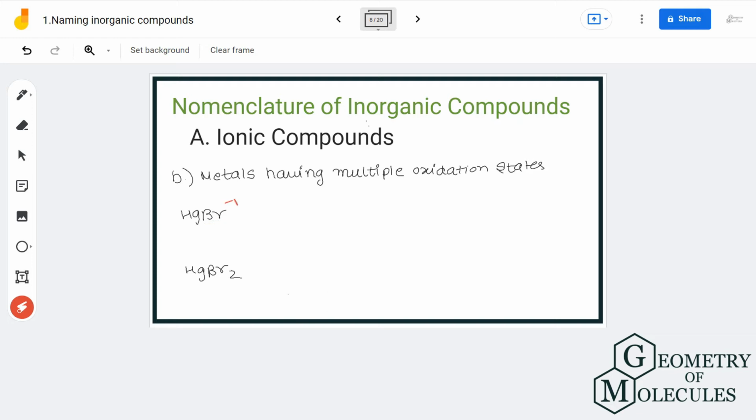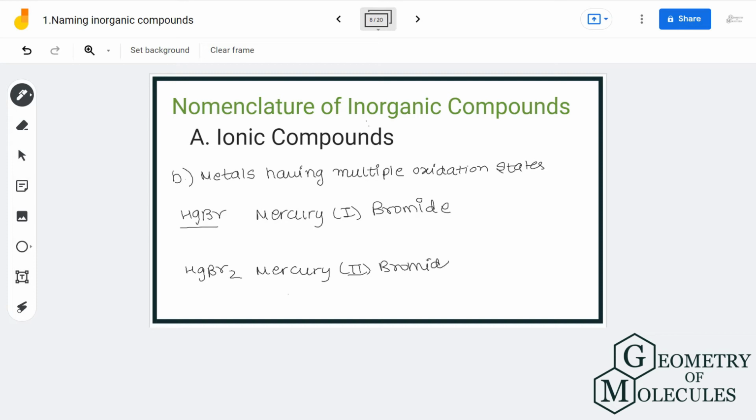So the name of HgBr will be mercury, followed by oxidation state 1, followed by the stem name of bromine, which comes out to be mercury(I) bromide. Similarly, the name of HgBr2 will be mercury(II) bromide. And as you can see here, the oxidation state is written in Roman numerals.